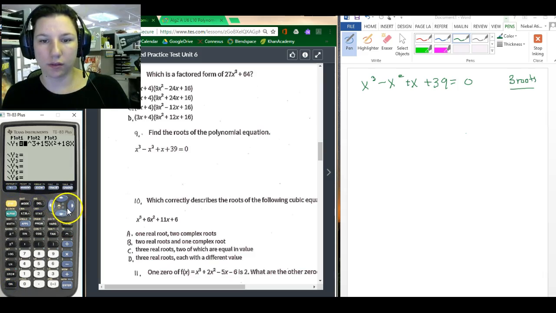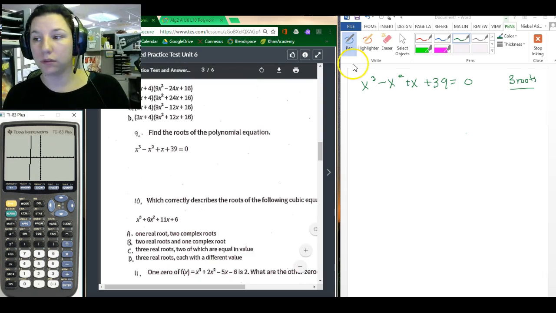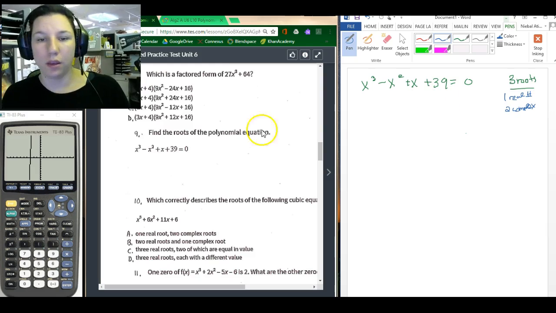And I can delete this. So we have x cubed minus x squared plus x plus 39. All right? So on the graph, I only see one root, and that just means we have one real one. So we're looking for one real number, and the other 2 are going to be complex. They're going to have i in them. But what is that one?